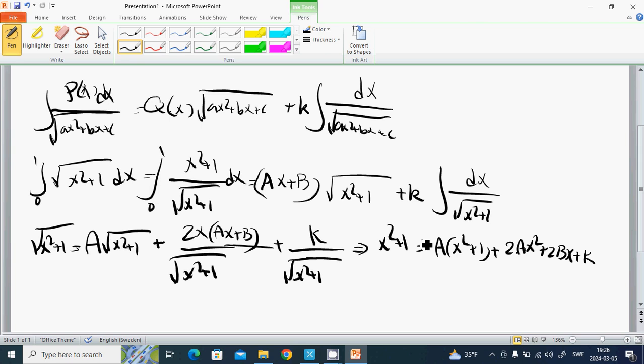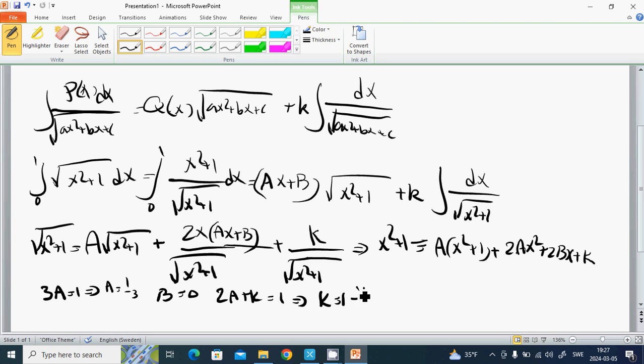And it is equivalent. Then ax² + 2ax², it is 3a equals 1. A is 1 divided by 3. And 2bx is 0, b is 0. And 2a + k is 1, then k is 1 minus 2 third, which is 1 third. 2a is 2 divided by 3.